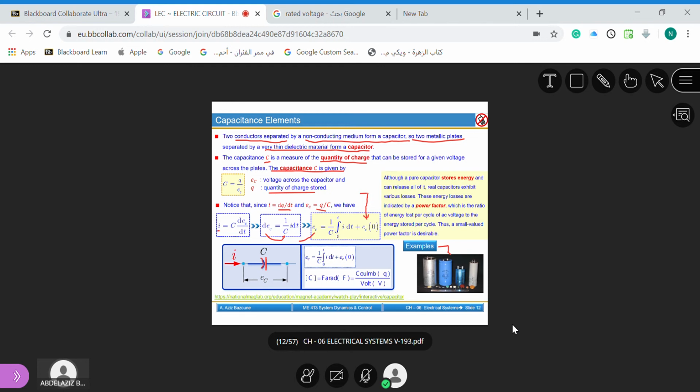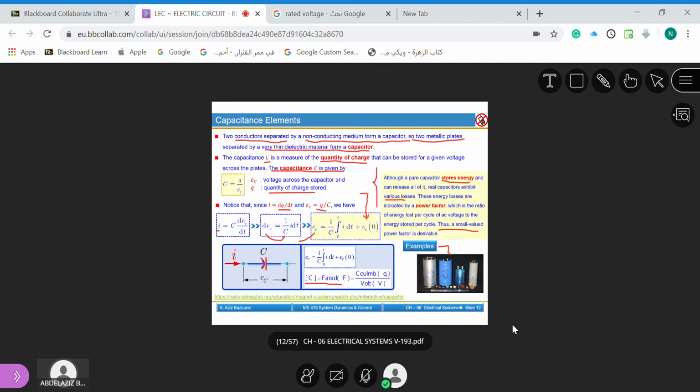Although here we are dealing also with a capacitance element, it means it has no resistance effect and no inductor effect. So although a pure capacitor stores energy and can release all of it, real capacitors exhibit various losses. These energy losses are indicated by a power factor, which is the ratio of energy lost per cycle to the energy stored per cycle. Thus, a small valued power factor is desirable. The unit for the capacitor C is farad, and it is coulomb per volt.